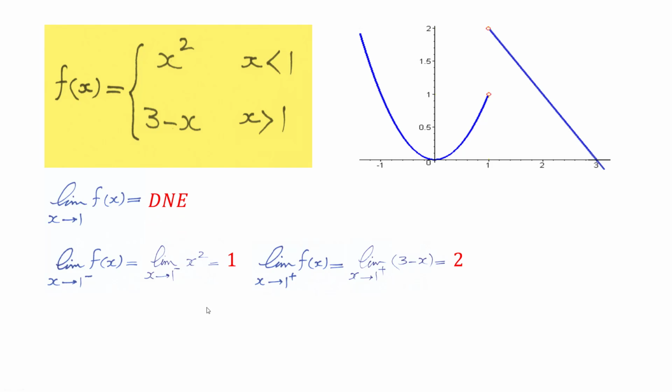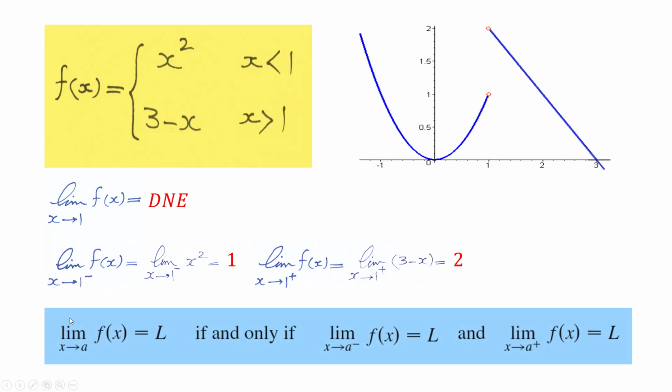In general, we have the following relation between the two-sided limit of a function and the one-sided limits of that function. The limit of a function like f as x approaches a is equal to L if and only if the left limit and right limit of that function exist and are equal to the same value. Otherwise, if the left limit or right limit does not exist or they do not equal the same value, the limit of the function does not exist.